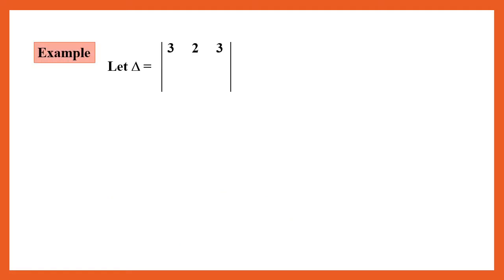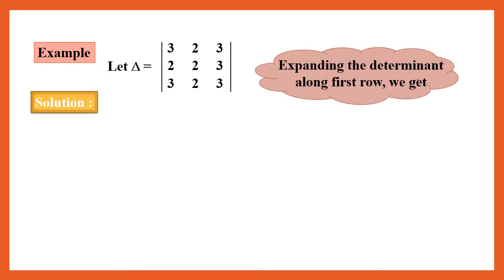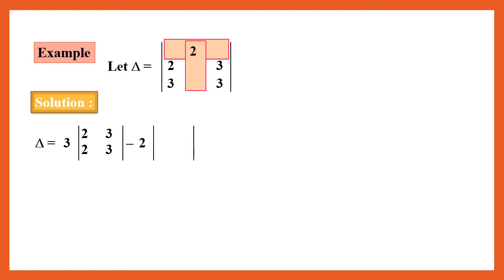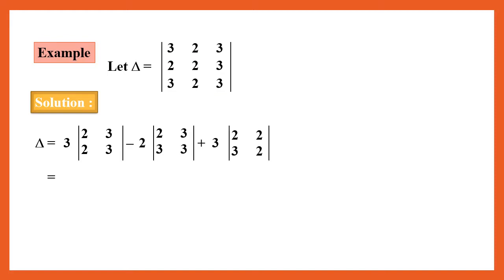So delta is equal to 3, 2, 3; 2, 2, 3; and 3, 2, 3. So we can expand it using the first row. So 3 into 2, 3, 2, 3 minus 2 into 2, 3, 3, 3 plus 3 into 2, 2, 3, 2.